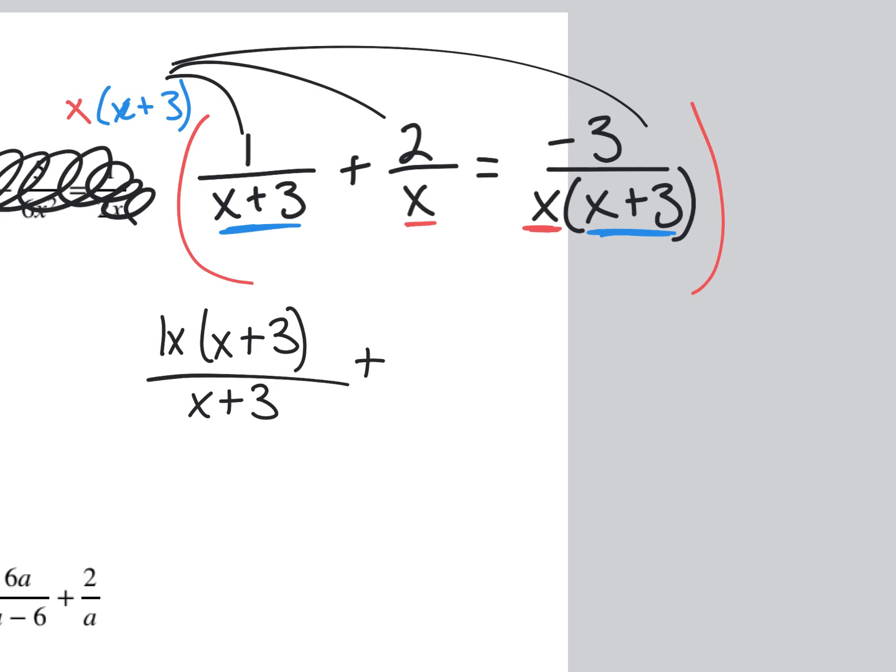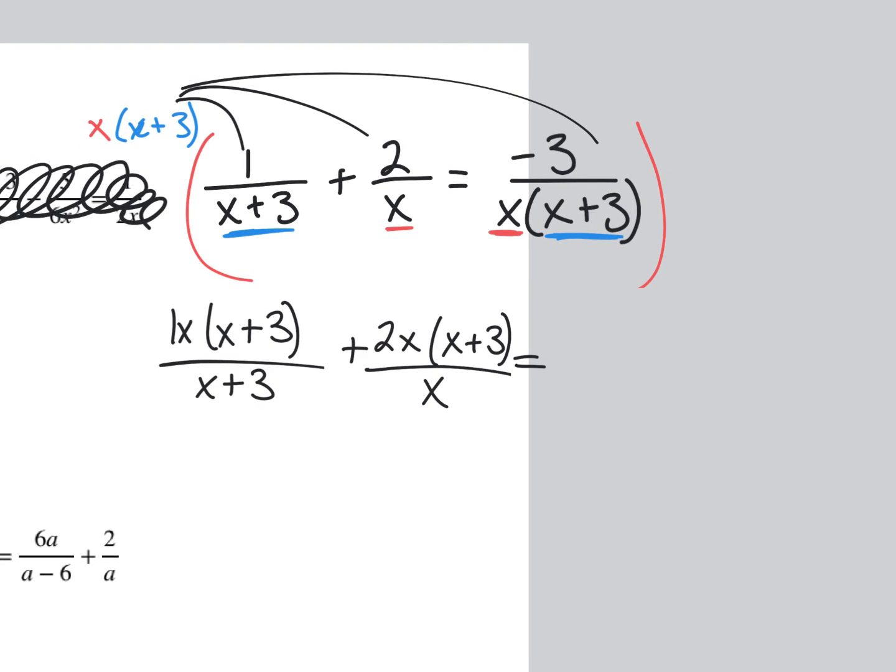And then on the second one, what are we going to write there? 2x, parentheses x plus 3, over x. Perfect. Equals what? Negative 3x, x plus 3 over x. Perfect. That's it. Now we simplify.